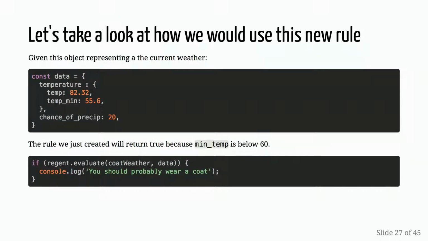And it's here. We've remocked up this data object just so we can remember what it looks like. But the second block is where we're focusing. We're just going to call regent.evaluate, pass in coat weather, pass in data, and if that returns true, it'll log out that you should probably wear a coat. That's it. My next slide is WTF!